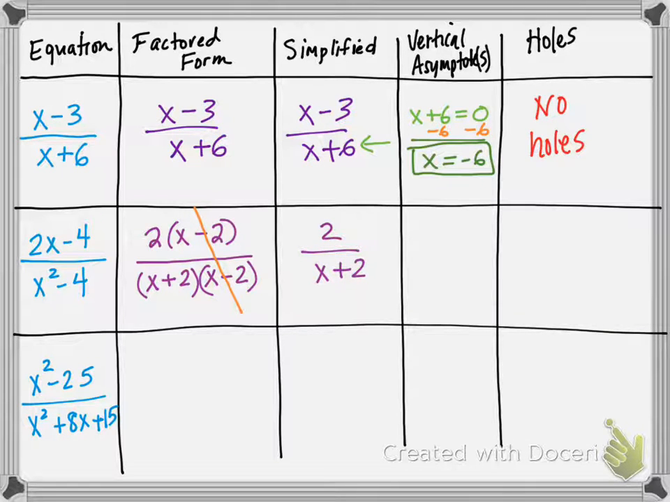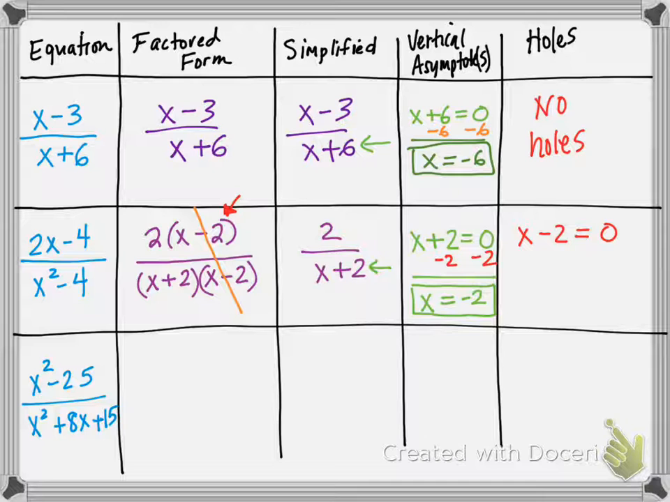So my vertical asymptotes are found by setting the denominator equal to 0 because again you cannot divide by 0. So if I set x plus 2 equal to 0 and subtract 2 from both sides, my vertical asymptote is x equals negative 2. To find the holes, I look at the factor pair that I canceled out here. So I canceled out the x minus 2. So what I do is I set that equal to 0. So if I add 2 to both sides, I get x is equal to 2.